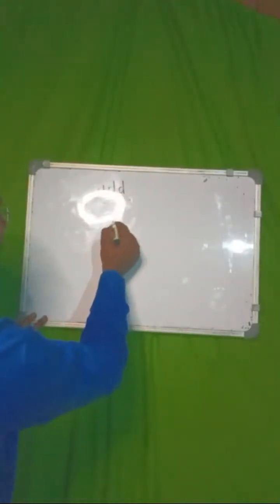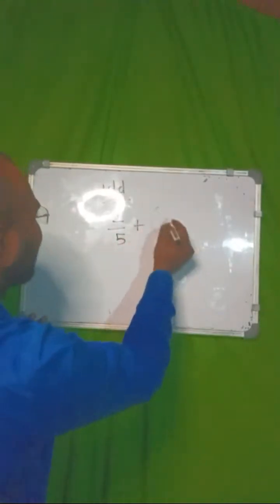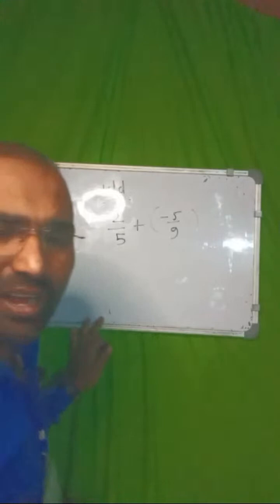Just give me only 2 minutes. The questions are like add, and the questions are given like 2 divided by 5, then plus sign, and then it could be minus 5 divided by 9 or something. So this type of questions are there. Class 8. Yeah, just 1 minute, guys, just 1 minute.